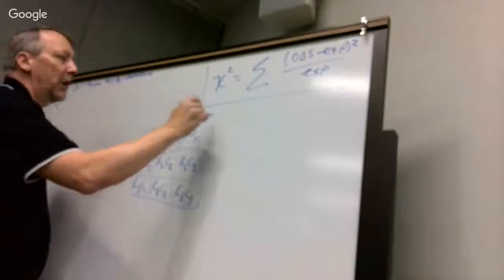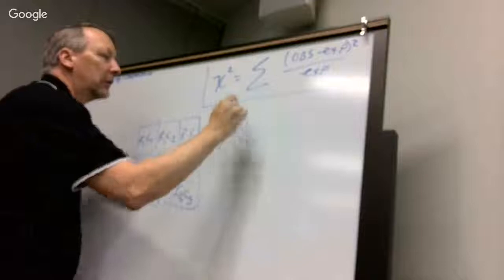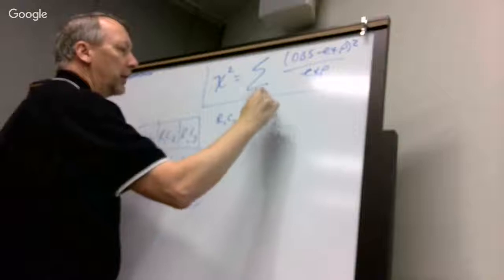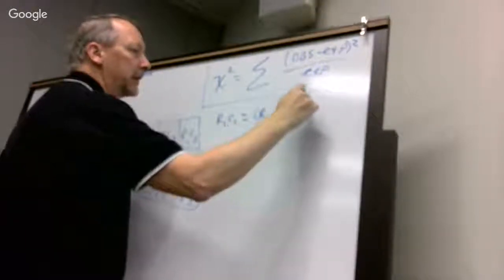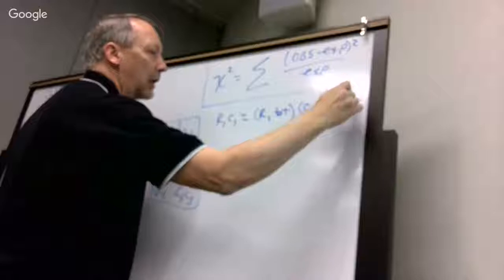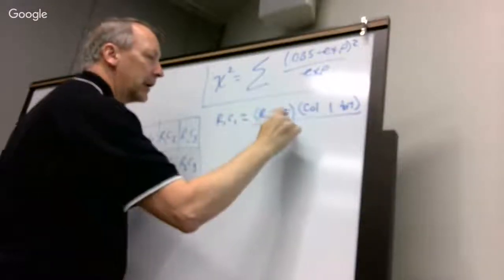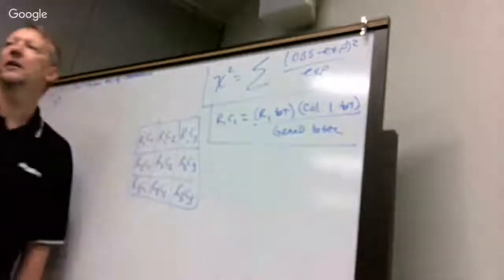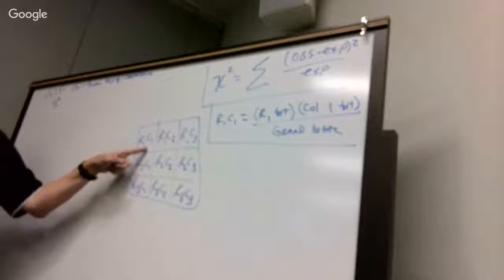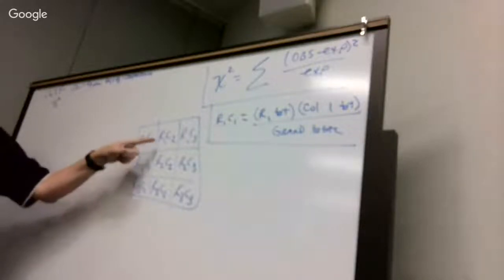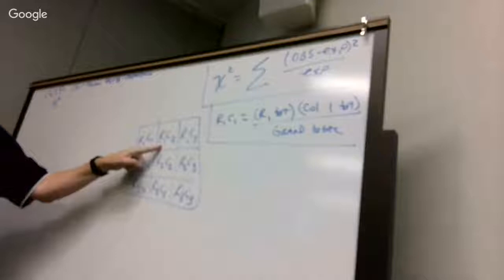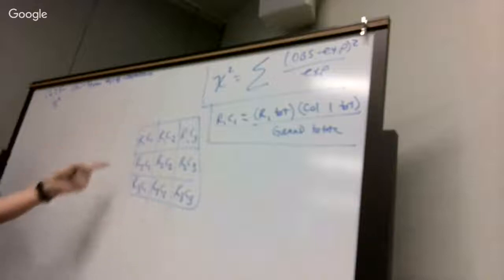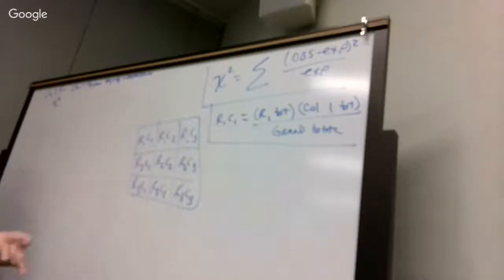Now, so here's what I do. The row 1, column 1 expected value equals the row 1 total times the column 1 total divided by the grand total. Okay? Now this is the formula I have included. Now the problem is that's for here. If you're here, it's going to be row 1, column 2. If you're here, it's row 2, column 2. If you're here, it's row 3, column 3. So this formula is going to change depending on where you are in the table.